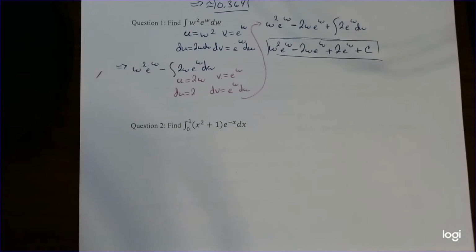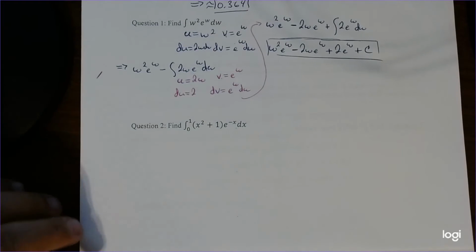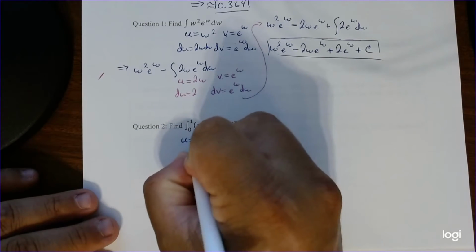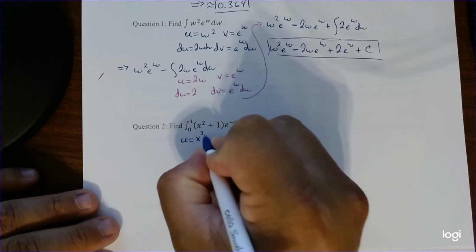All right, let's try the last one down here. Find the integral from 0 to 1 of x squared plus 1 times e to negative x. Okay, so we can already tell how we're going to break this apart. So let u equal x squared plus 1.